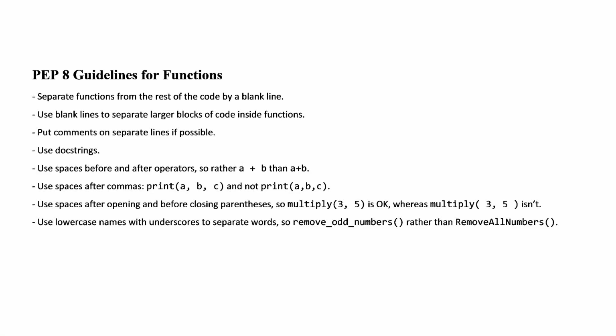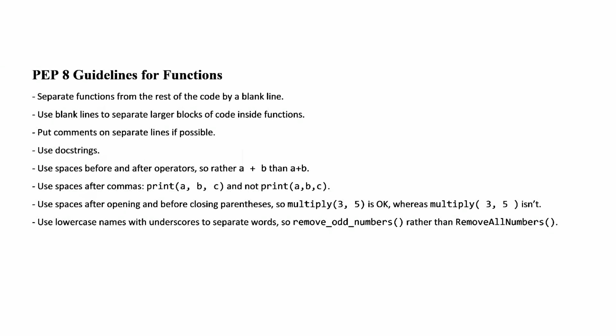And now, some PEP8 guidelines for functions. They should be followed for good coding style. We should separate functions from the rest of the code, also from other functions, by a blank line. We should also use blank lines to separate larger blocks of code inside functions. We should put comments on separate lines if possible. We should use docstrings. Well, I'm not using docstrings here, but I should.